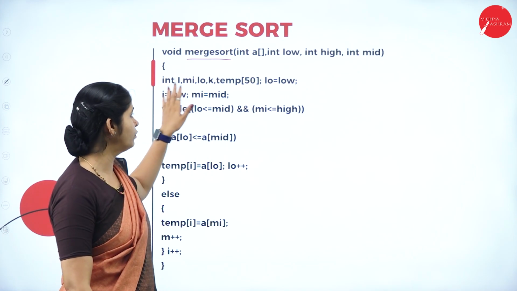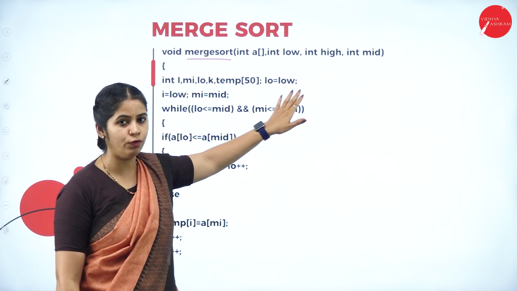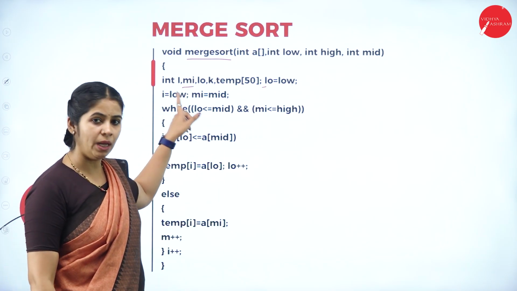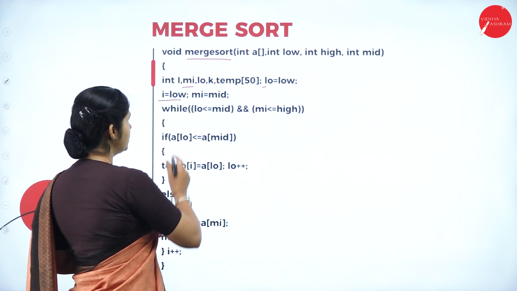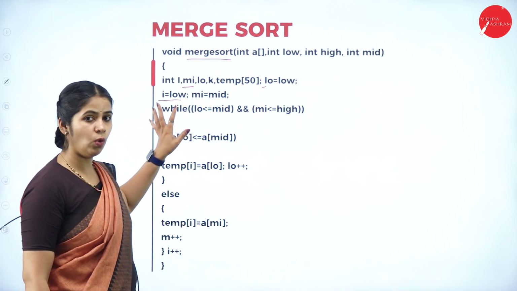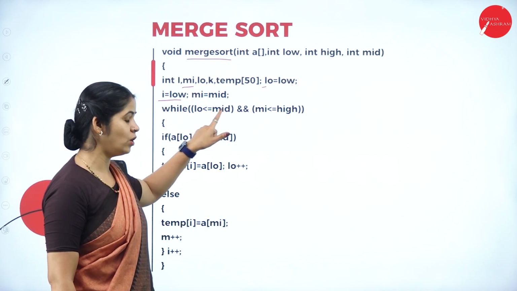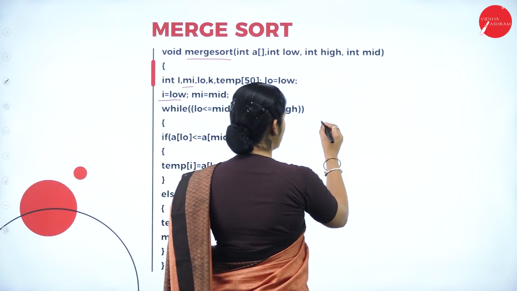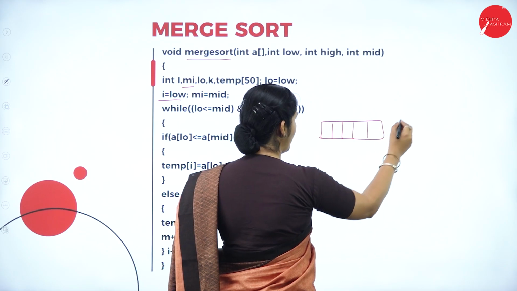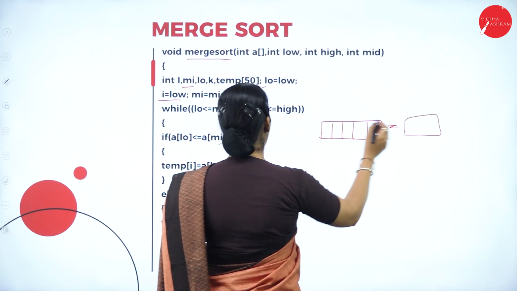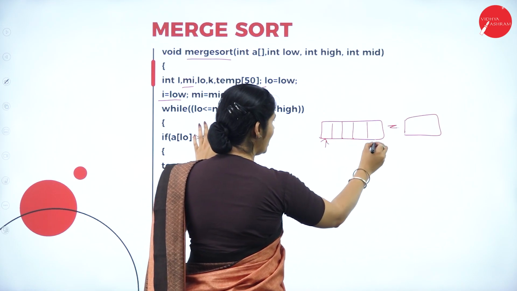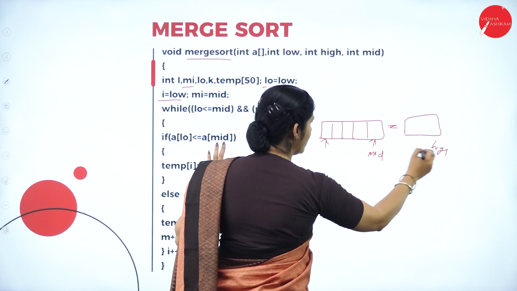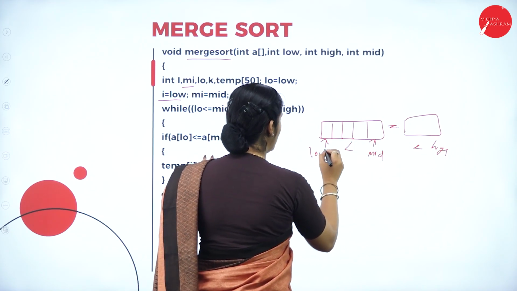Then we are declaring some variables and initializing their values, where lo stands for low, mi stands for mid of the array, and i also stands for low. Okay, so we are checking one condition where low is less than or equal to mid and mid is less than or equal to high. For this particular divided array, we have to check whether low is less than mid and mid is less than high, right? So this is what we are checking here.